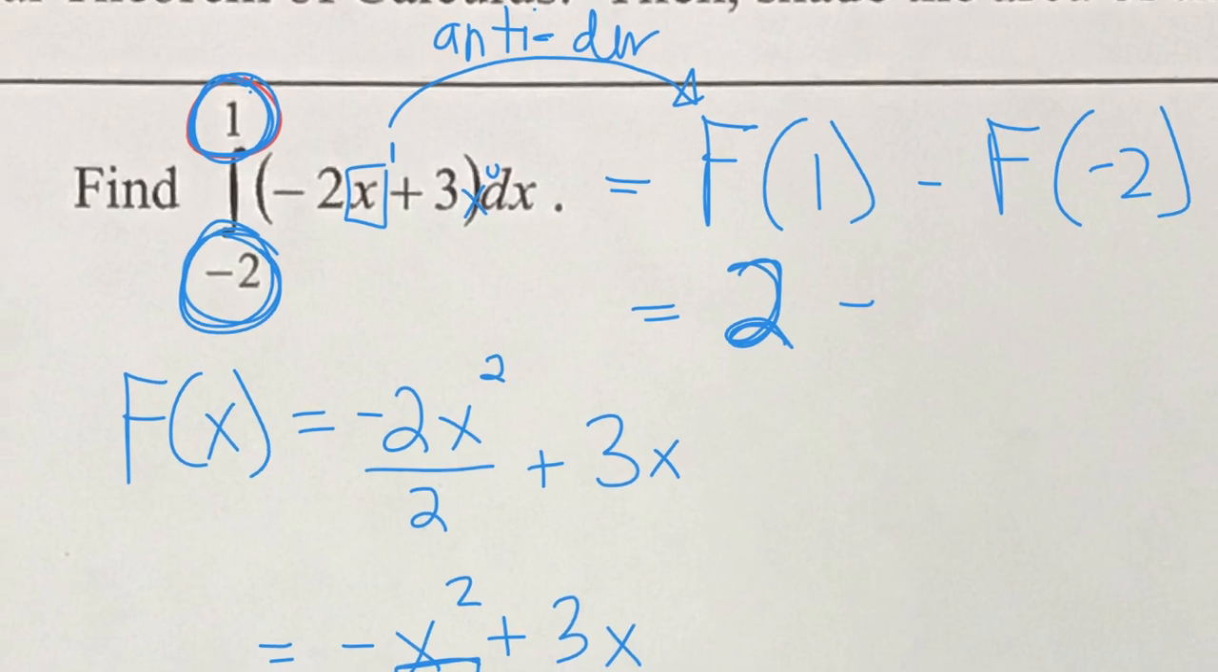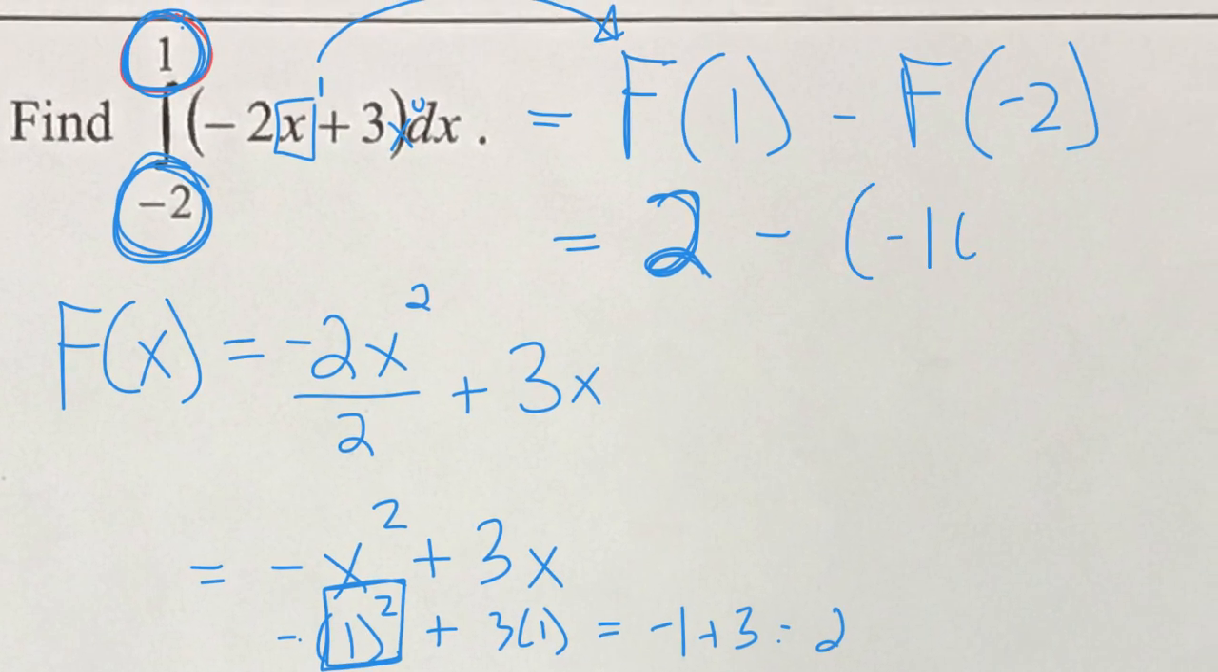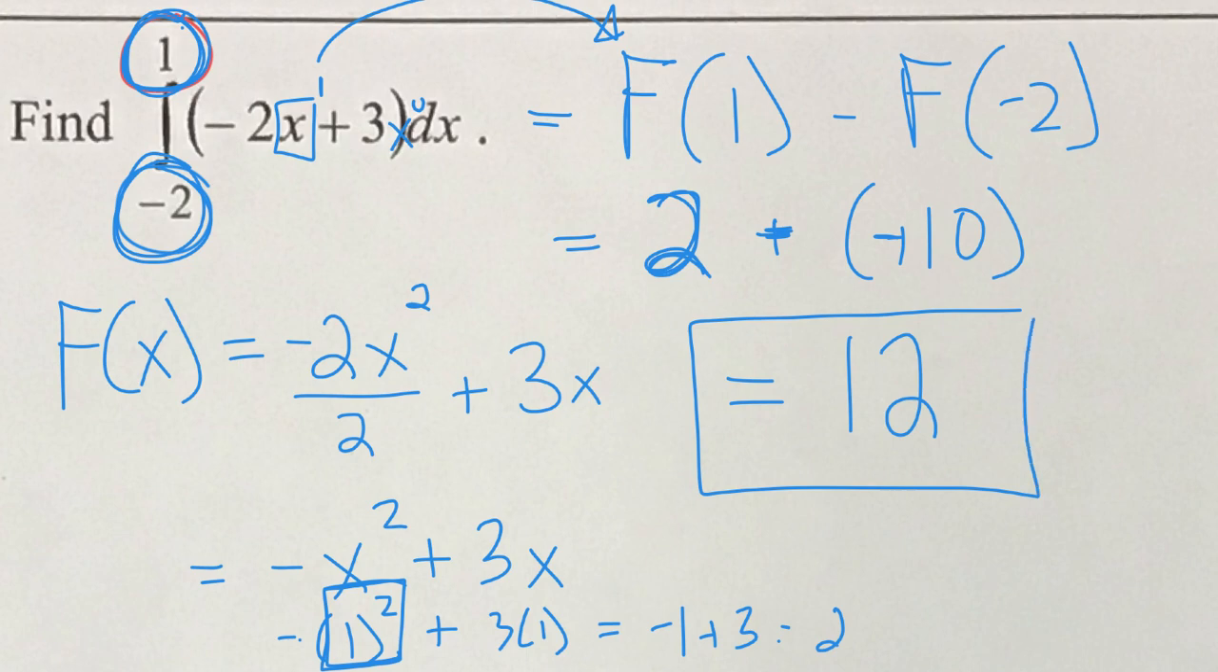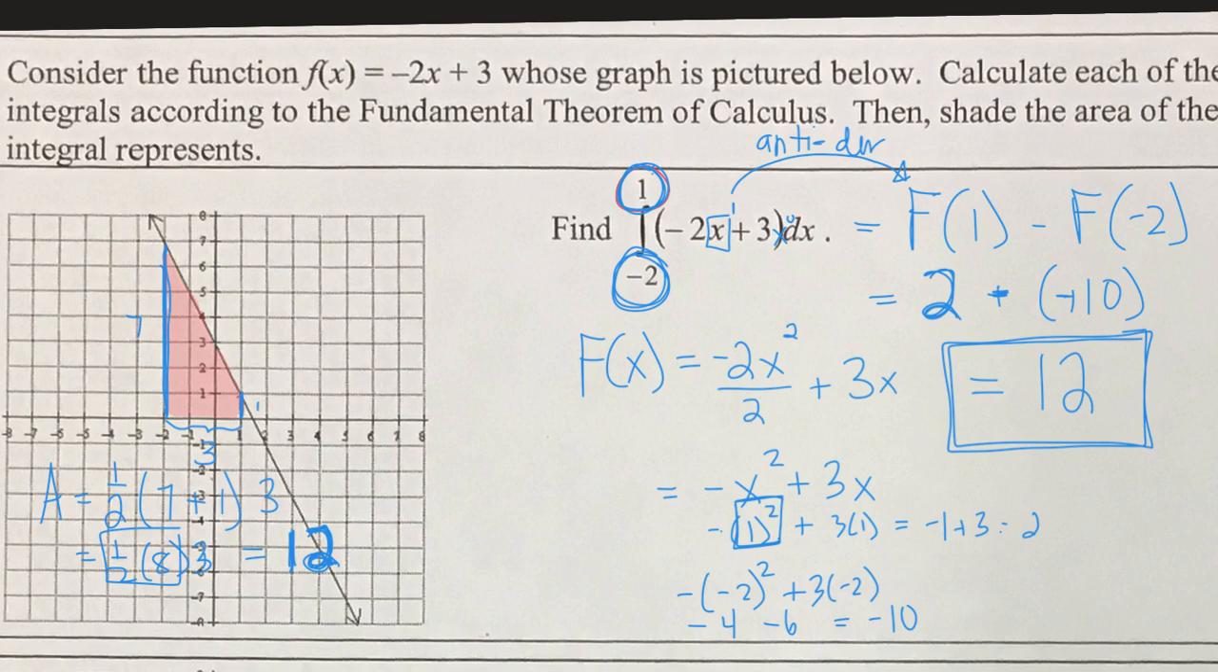Okay, minus. Now we have to do the same thing for -2. So the negative of -2 squared plus 3 times -2 is -4 minus 6, which is -10. So evaluating F at -2 is -10. Oh my goodness, look at what happened. Minus a minus is a plus, and the integral is 12. The area under the curve of -2x plus 3, evaluated from -2 to 1, is 12, which is exactly the answer we got from doing our trapezoid over here.